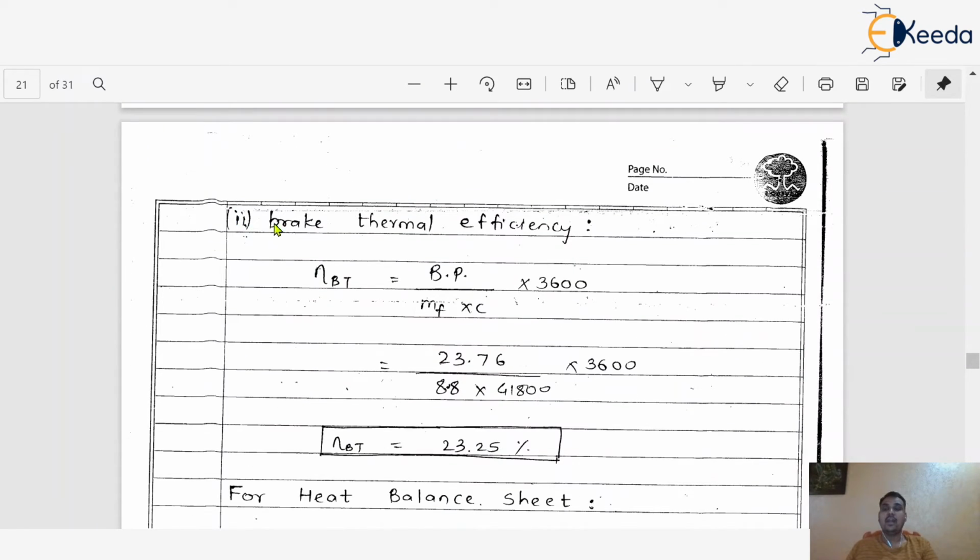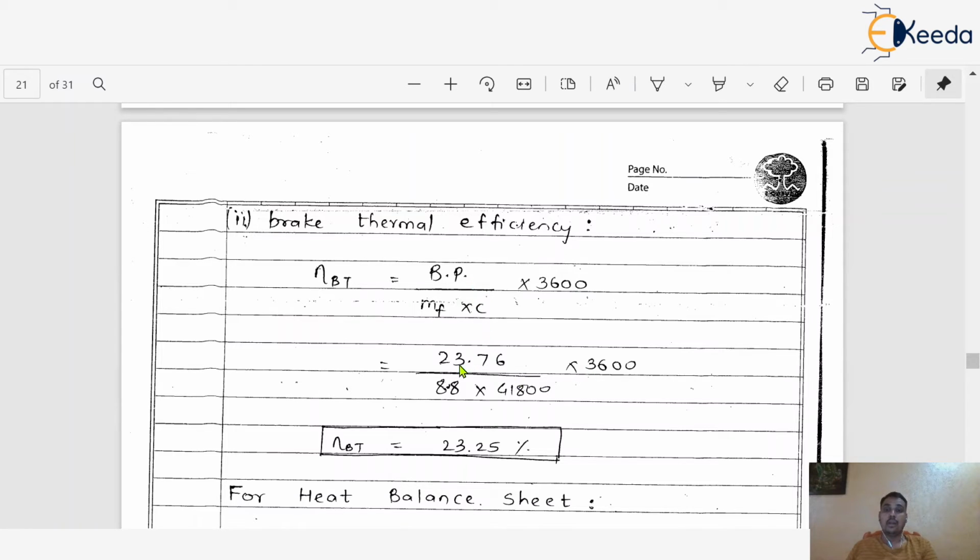So the second unknown is the brake thermal efficiency. Again we have the formula: brake power divided by mass of fuel into calorific value into 3600. Why this particular 3600 is here, we already discussed in the earlier problem, so I am not going to repeat it over here.